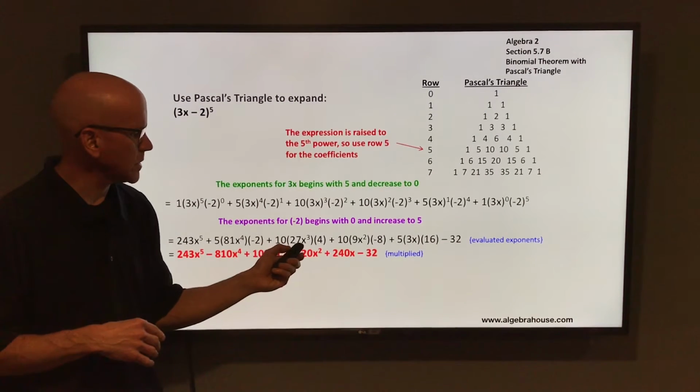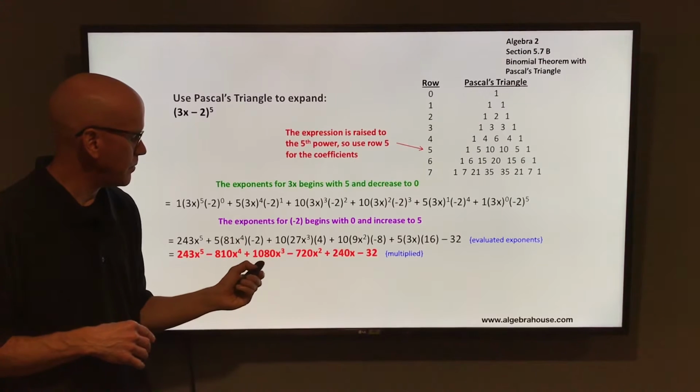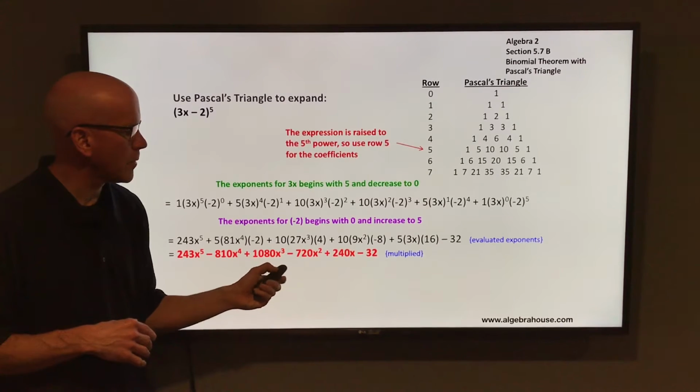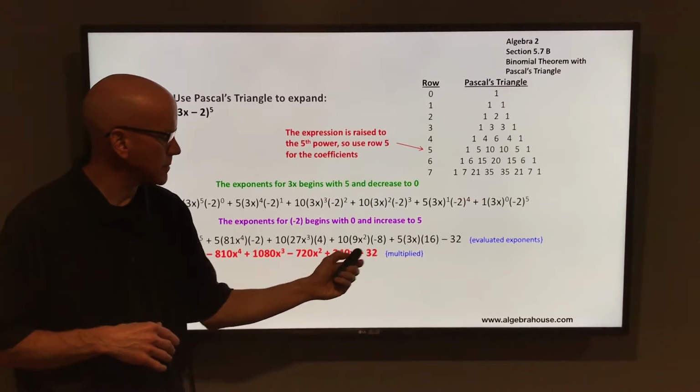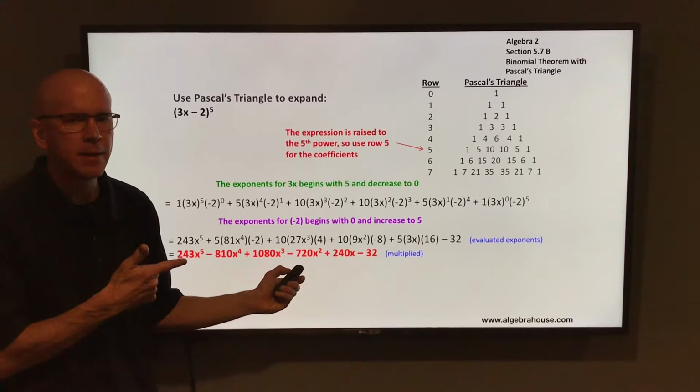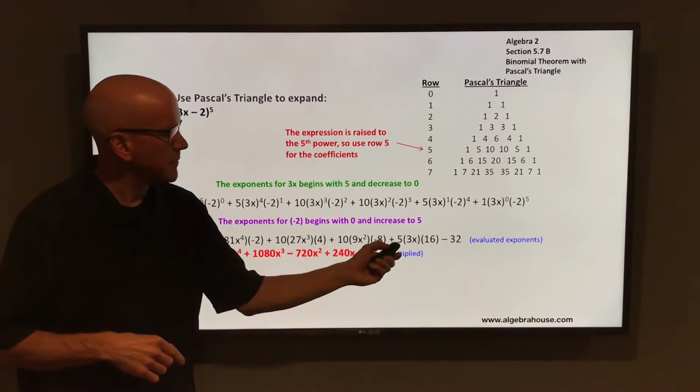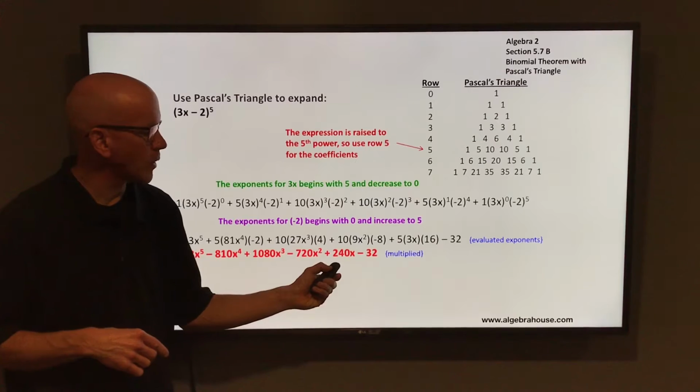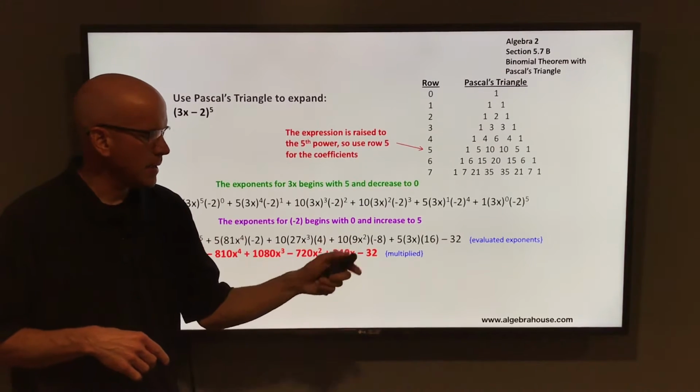Next, 10 times 27 times 4. That is 1080x to the third. Next, 10 times 9 times negative 8. That is negative 720x squared. 5 times 3 times 16. That would be 240x. And finally on the end, negative 32.